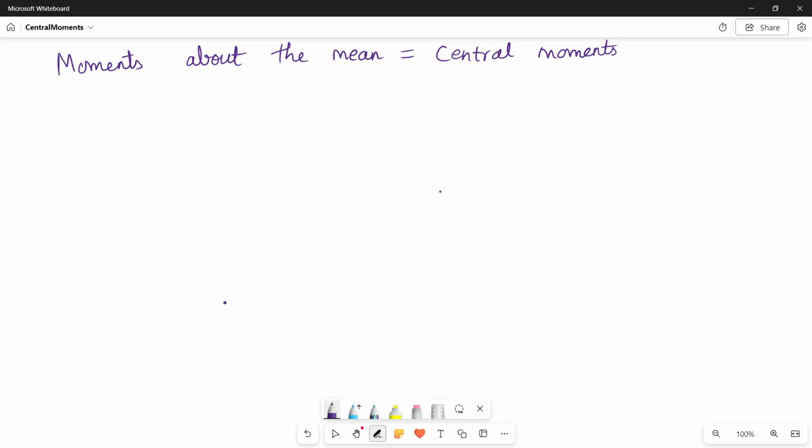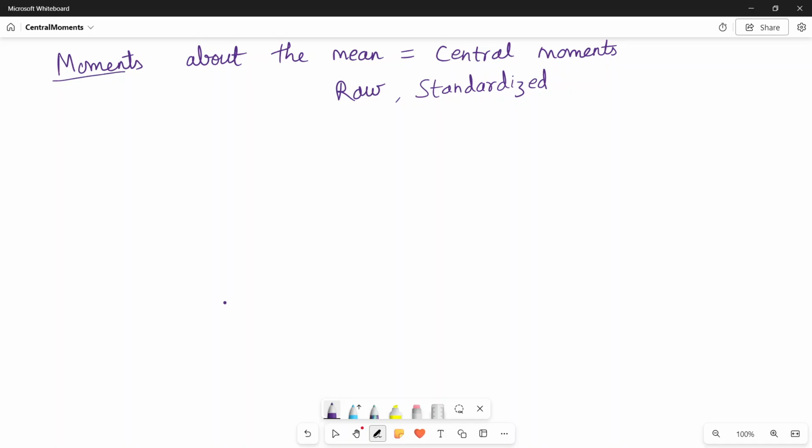So these are different from two other types of moments, which are raw moments, which are about the origin or zero, and standardized moments, which involve division by the standard deviation. So these are not the topics of this video. In this video, we'll only discuss the formulae for central moments, that is the moments about the mean.